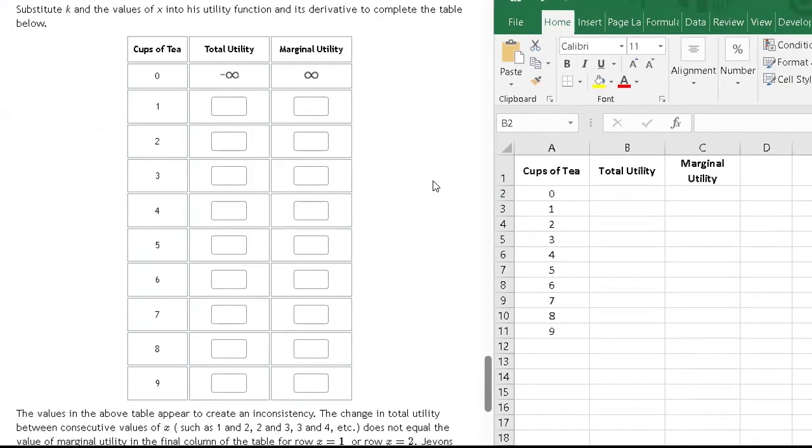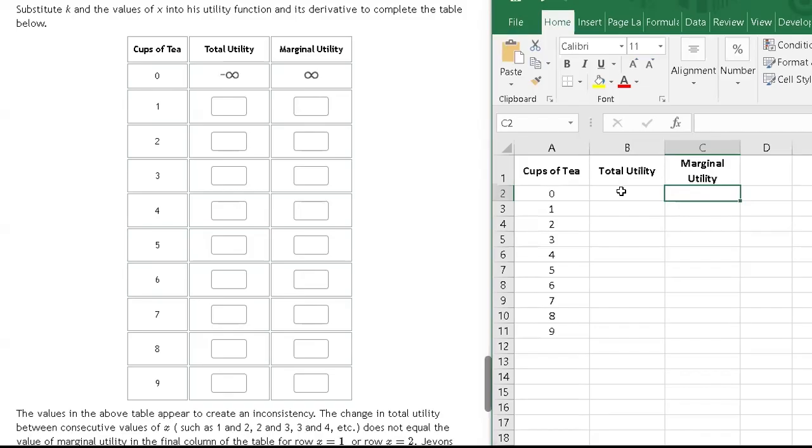Substitute k and the values of x into its utility function and its derivative to complete the table below. I've already recreated the table in Excel here with cups of tea, total utility, and marginal utility as headers. I'm not going to enter anything here and here because this is negative infinity and that's positive infinity.